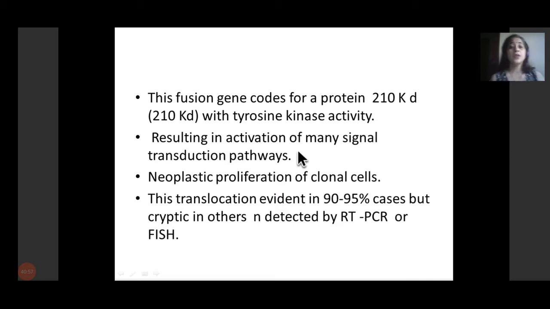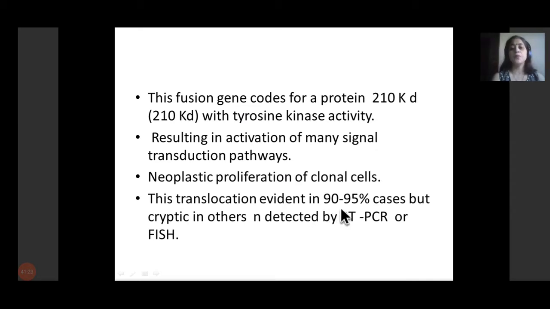This is very different from CLL, where the proliferation was not at fault. The fault was cells resisting their death, or increasing their longevity. Here, this transduction pathway causes cells to proliferate, and we can see the neoplastic proliferation throughout the marrow and the count becoming very high.